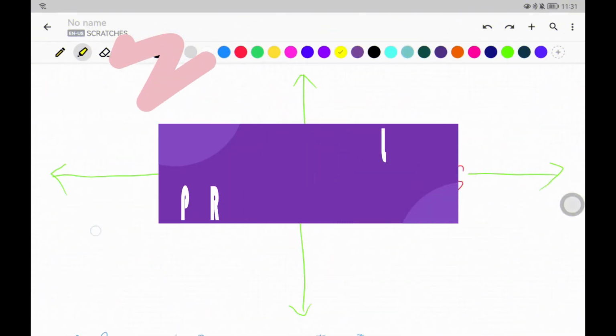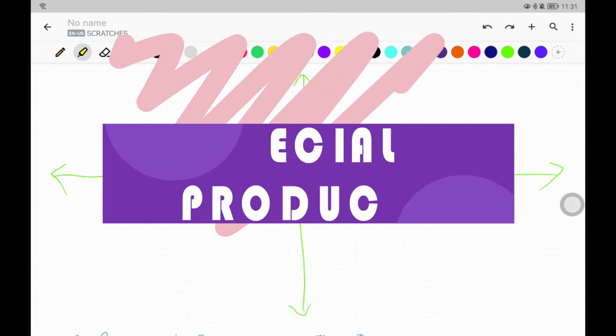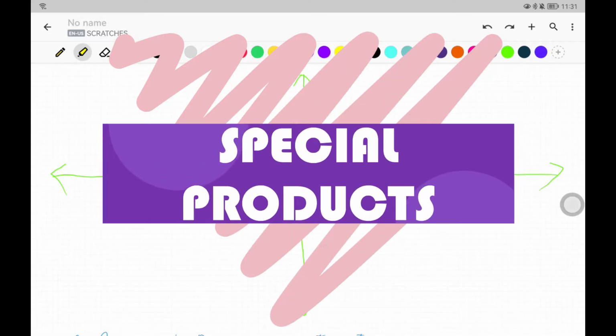Multiplying polynomials, we just have to remember the two simple rules. First is to multiply the numerical coefficients, like how you multiply integers, and the second step is for you to add the exponents of the same variables.